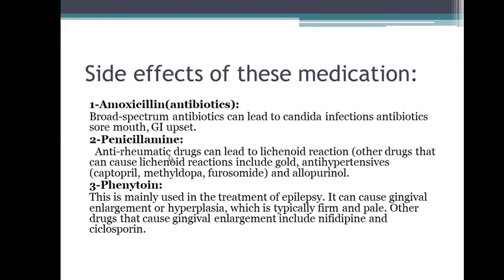Penicillamine is an anti-rheumatic drug which can lead to lichenoid reactions. Other drugs that can cause lichenoid reactions are gold, antihypertensives, and allopurinol. Phenytoin is mainly used in treatment of epilepsy. It can cause gingival hyperplasia also, or enlargement, which is typically firm and pale. Other drugs can cause gingival enlargement, for example nifedipine and cyclosporin, as we said before. Let's look at how each one looks like.